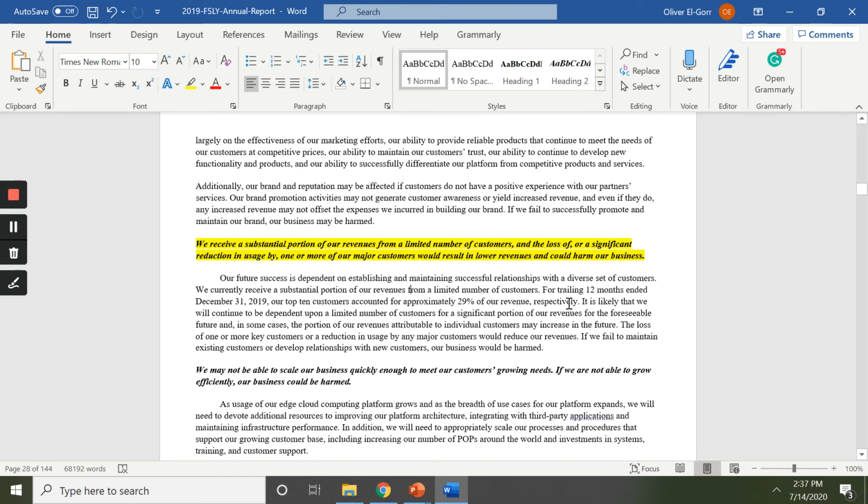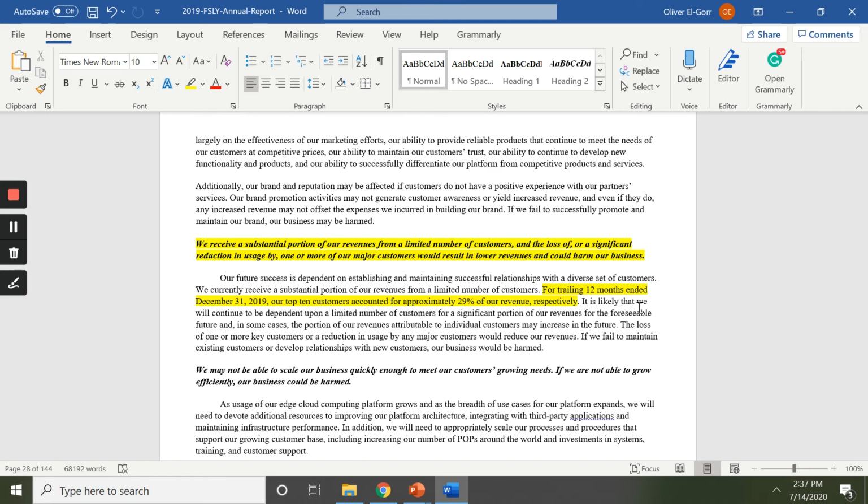As you can see here, I'll just highlight this for you. For trailing 12 months ended December 31st, 2019, our top 10 customers accounted for approximately 29% of our revenue. So almost a third of their revenue comes from the top 10 customers.